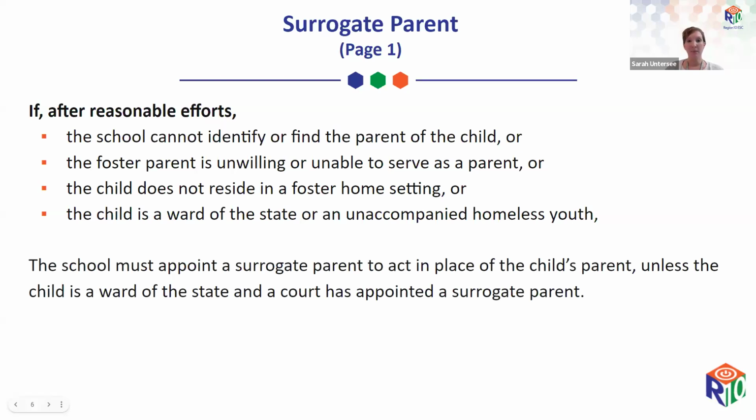For surrogate parents, if after reasonable efforts, the school cannot identify or find the parent of a child, or if the foster parent is unwilling or unable to serve as the parent, or if the child does not reside in a foster home setting, or if the child is a ward of the state or an unaccompanied homeless youth, then the school must appoint a surrogate parent to act in place of the child's parent, unless the child is a ward of the state and the court has already appointed a surrogate parent. Surrogate parents must complete the required training before the child's next ARD meeting and not later than 90 days after the initial appointment as a surrogate parent.